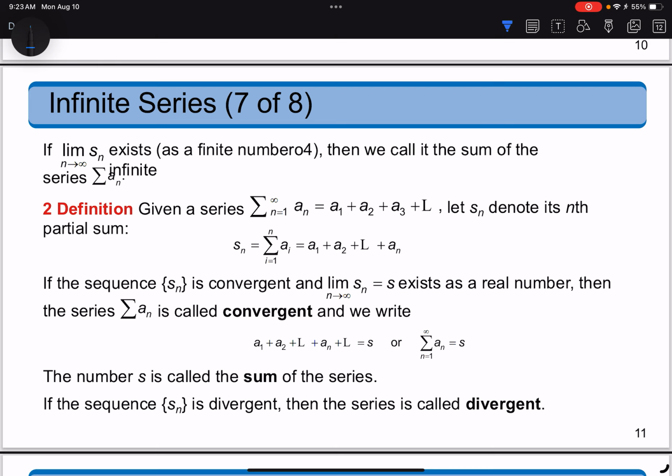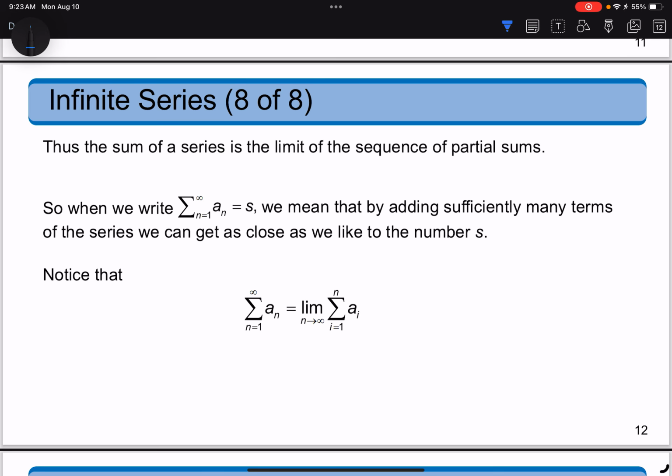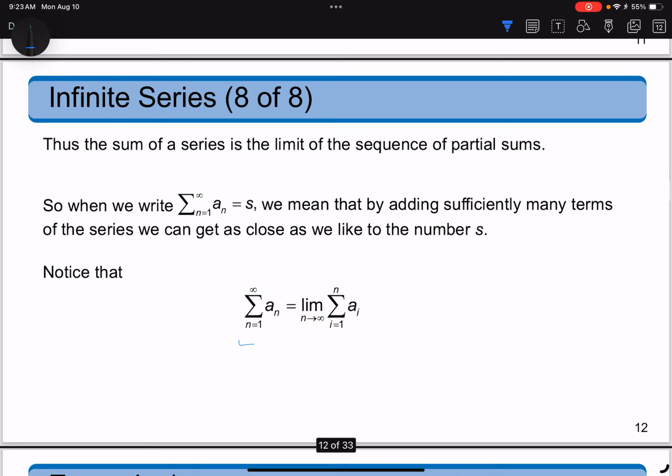Thus, the sum of a series is the limit of the sequence of partial sums. So when we write the summation of a sub n equal to S, we mean that by adding sufficiently many terms of the series, we can get as close as we like to the number S. Notice that if we're going to have the sum of the series, it would be the limit of the summation of a sub i for i equal to 1 to n.